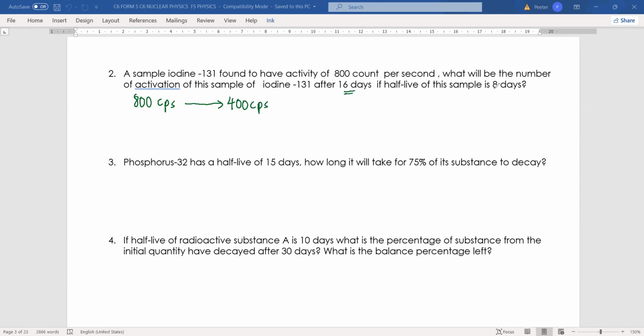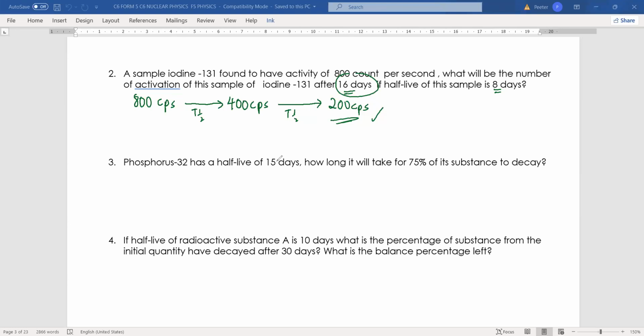16 days has 2 half-lives. Each half-life is 8 days. So first half-life, 8 days. Another half-life, another 8 days. Total 16. The remaining balance now will be 200 counts per second. So what will be the activity of the sample after 16 days? Then 200 counts per second. So after 16 days, that is the remaining balance. Now, number 3.